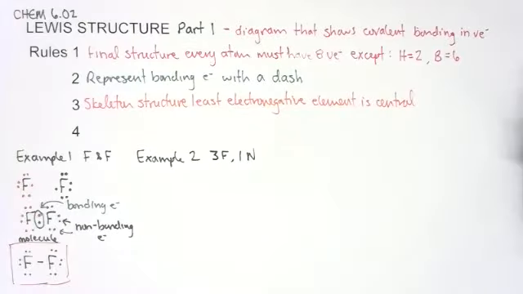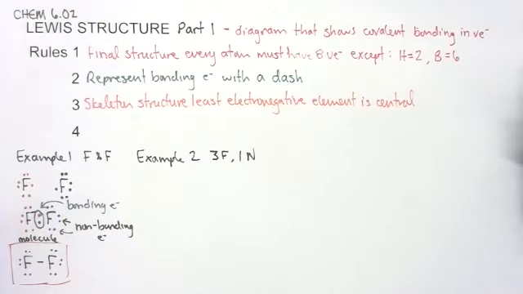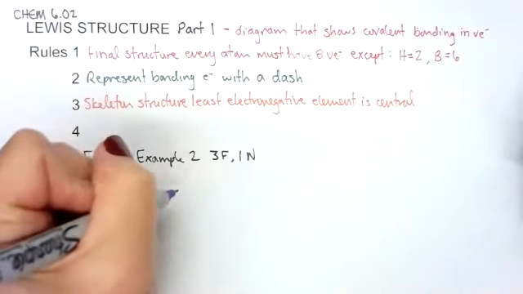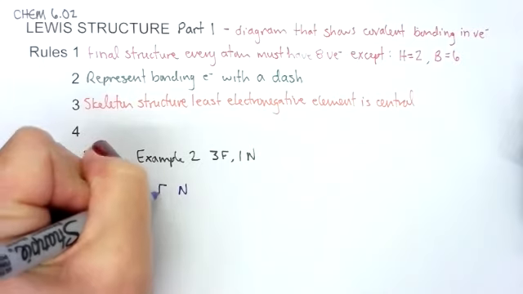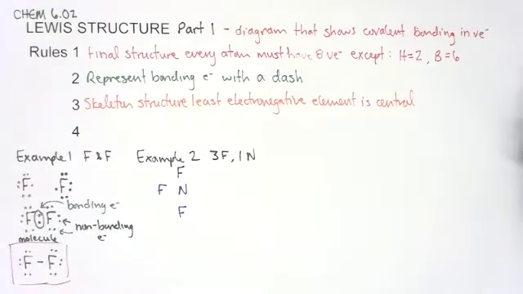The least electronegative element is central. So that's kind of the rule of thumb. In this case, if I have 3 fluorine and 1 nitrogen, fluorine has the highest electronegativity on the periodic table. So we're going to be looking at putting nitrogen in the center. I'm going to put nitrogen here, and I'm going to surround it by my fluorine, like this.